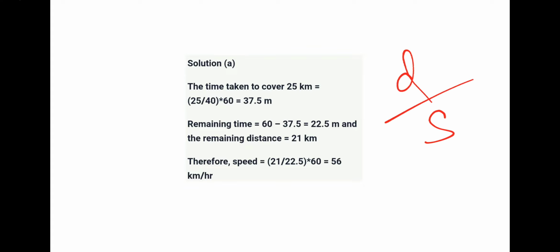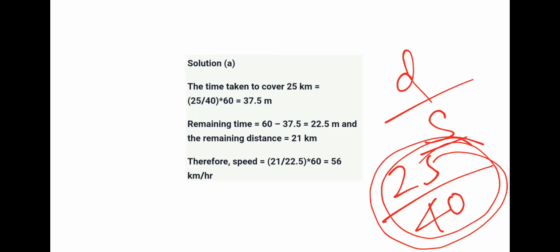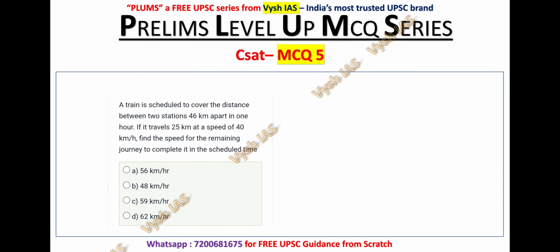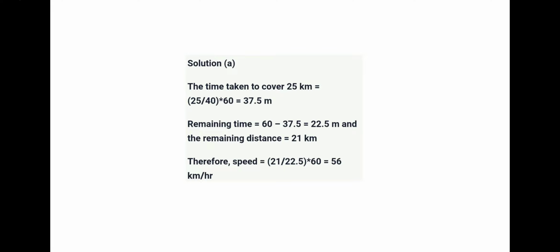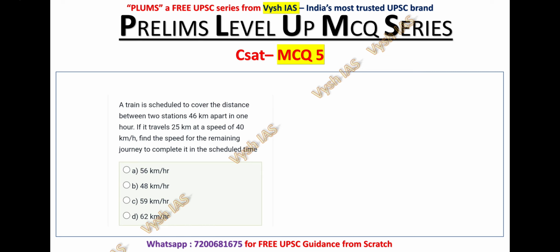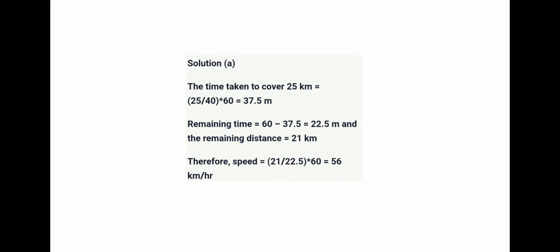Distance by speed: the distance is 25 km and the speed is 40 km per hour. If you work this out, you will get 37.5 minutes. So the remaining time it has to travel within 1 hour is 60 minus 37.5, so the remaining time is 22.5 minutes. And it has to travel 21 kilometers, because 46 kilometers is the total distance. It has already traveled 25 kilometers, so the remaining distance is 21 kilometers.